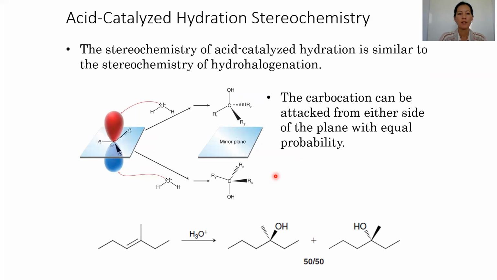Let's look here at the stereochemistry. It's similar to the stereochemistry of hydrohalogenation. When you generate the carbocation, this is planar. So you can attack from the top or the bottom of this vacant p orbital. And so you can have the OH up or down. You will get two different enantiomers in this particular substrate. And so it's a 50-50 mixture. There's no preference for one or the other. So we call that a racemic mixture.